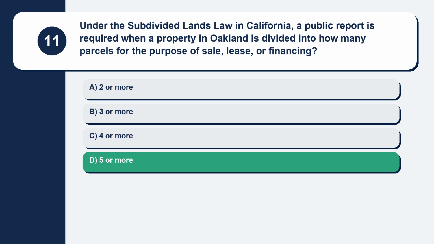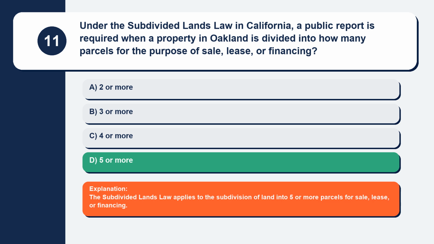The correct answer is option D, 5 or more. Explanation: the Subdivided Lands Law applies to the subdivision of land into 5 or more parcels for sale, lease, or financing.